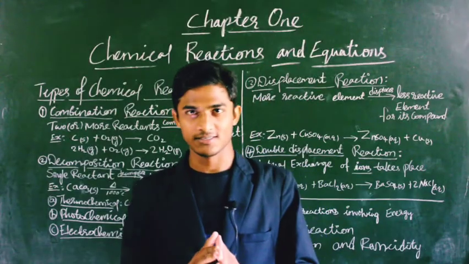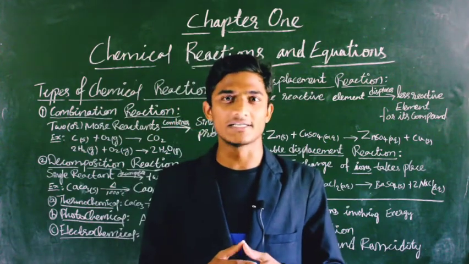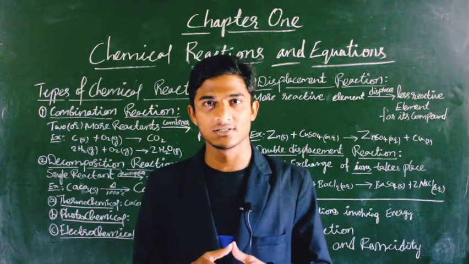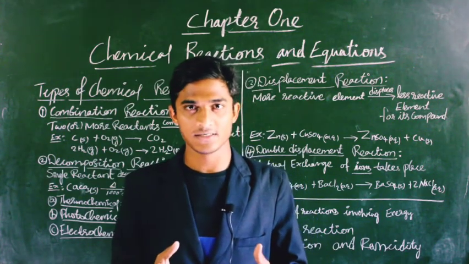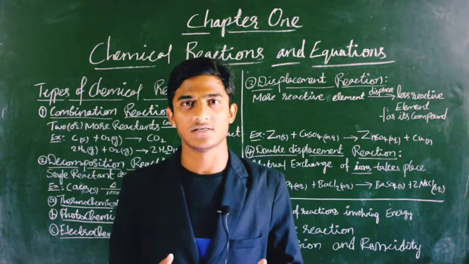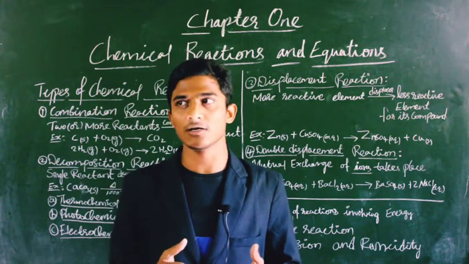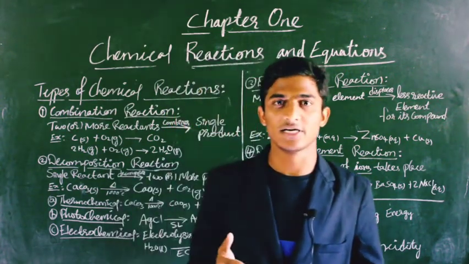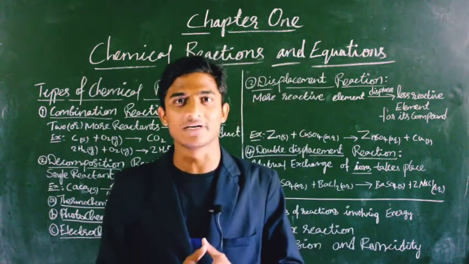Hi friends, in the last video we have seen observations for chemical change, more conditions that are involved in a chemical reaction, and what are catalysts. In this video we are going to see types of chemical reactions. Basically there are four types of chemical reactions. First one, combination reaction, decomposition reaction, displacement reaction and double displacement reaction.